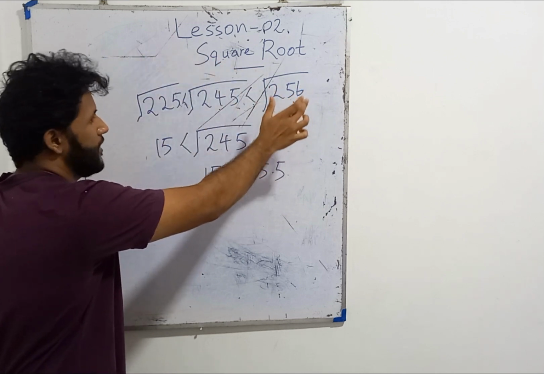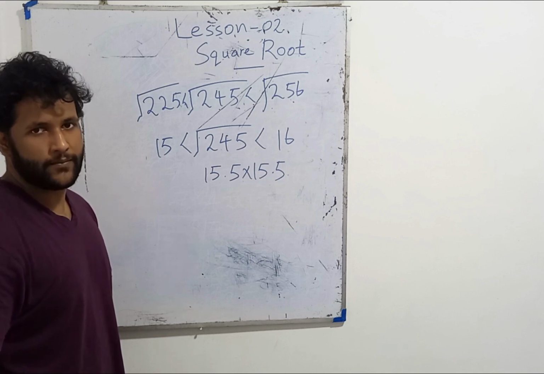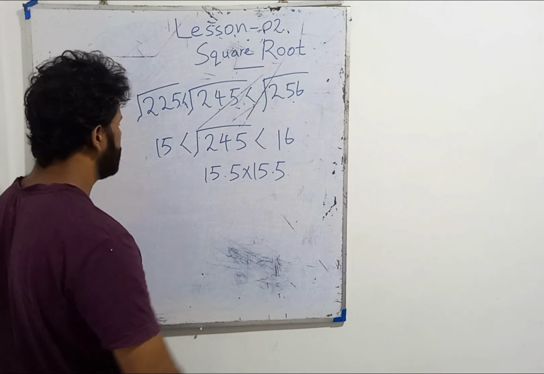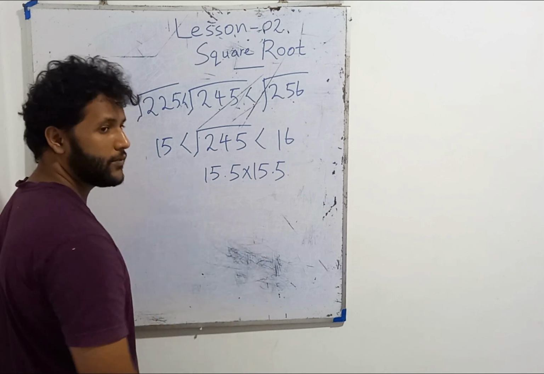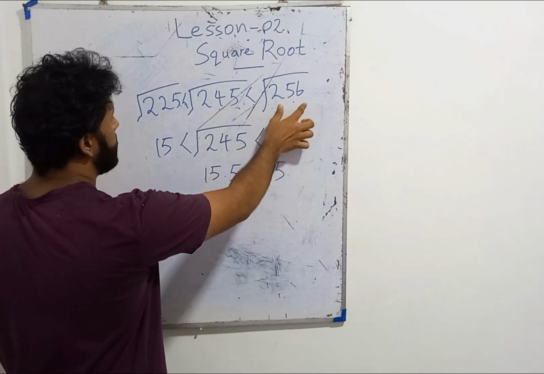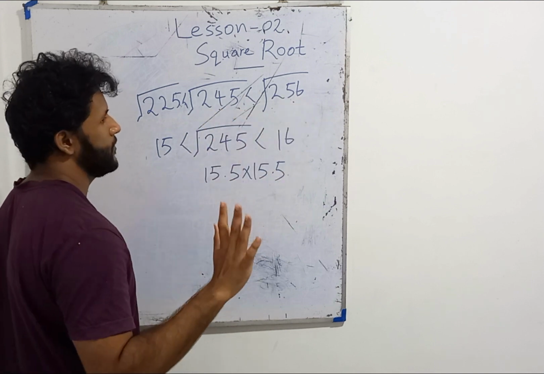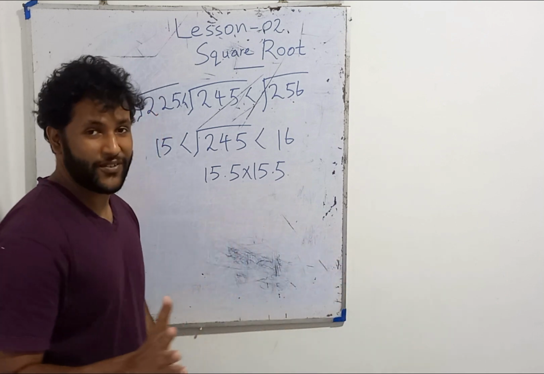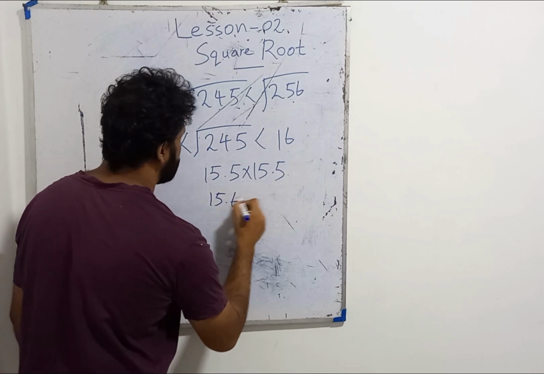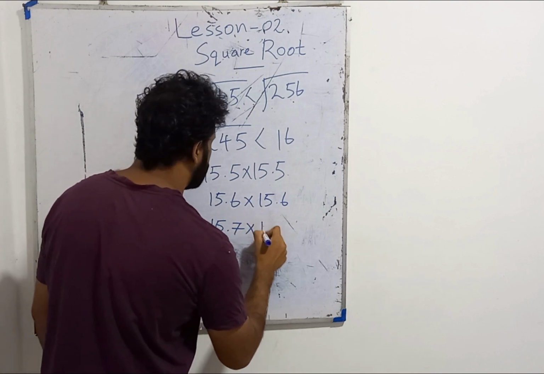I repeat this again because I want to emphasize this, otherwise you will wonder what is happening. 15.5, what about 15.1? No, you don't have to consider 15.1, because 256 is there and 245 is more close to 256. That's enough. 15.5, like 15.6 into 15.6, 15.7 into 15.7.